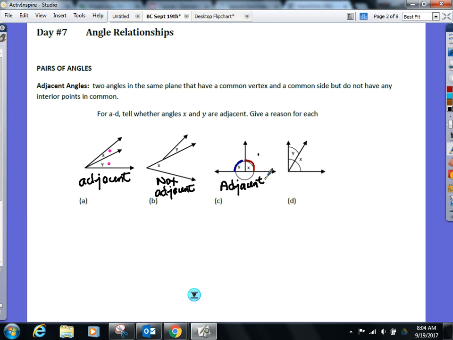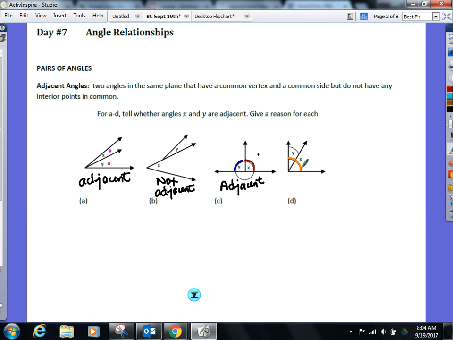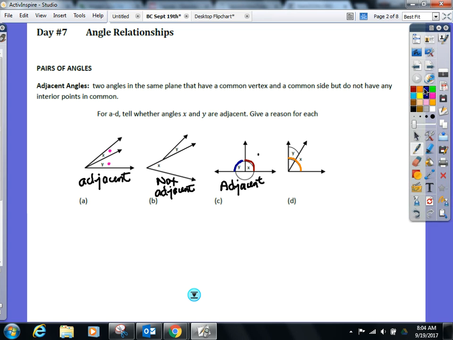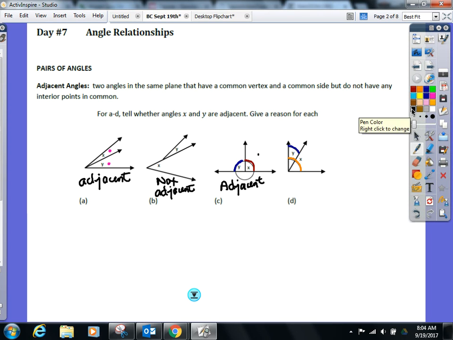Okay, quick clarification on D. Everyone see this right here? That is angle x. This is angle y. So the orange is angle x, and the blue is angle y. So that might be a tough one on here. What do we think?